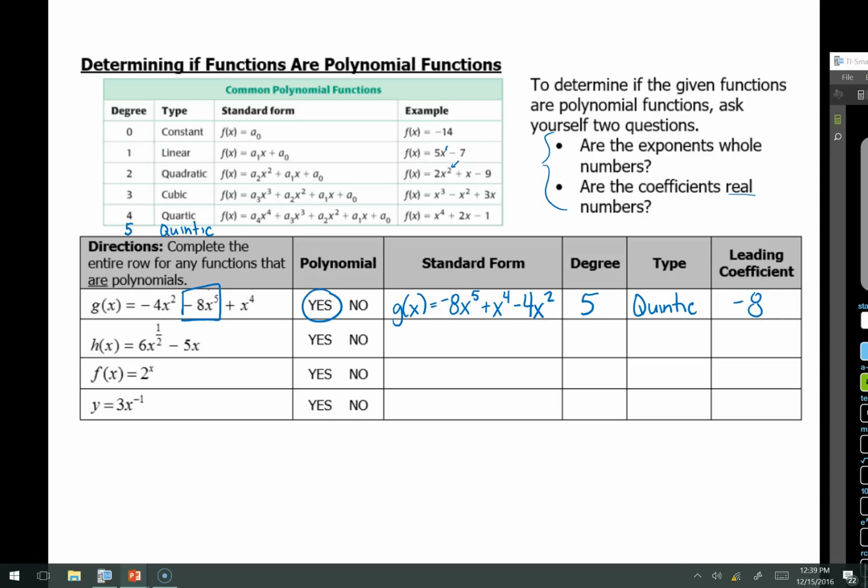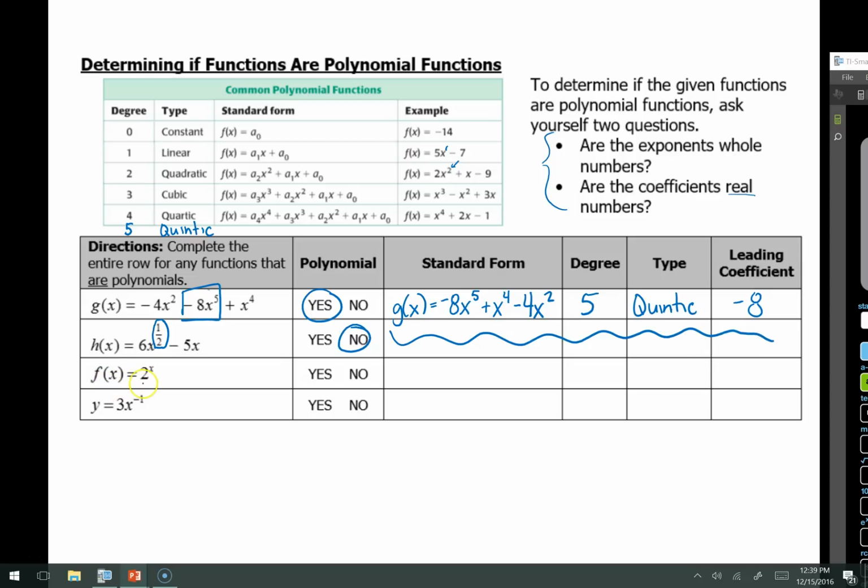Let's look at a couple more determining whether or not these are polynomials. H of x says, let's see, 6x to the 1/2 minus 5x. Are the exponents whole numbers in this one? The answer to that is no, because there's this exponent that's a 1/2. So this one's automatically not a polynomial. We don't have to do the rest of that row because it's not a polynomial.